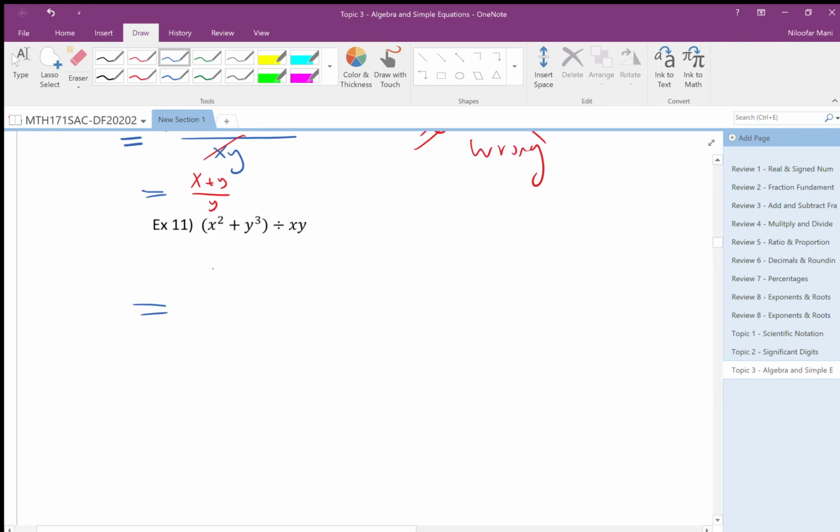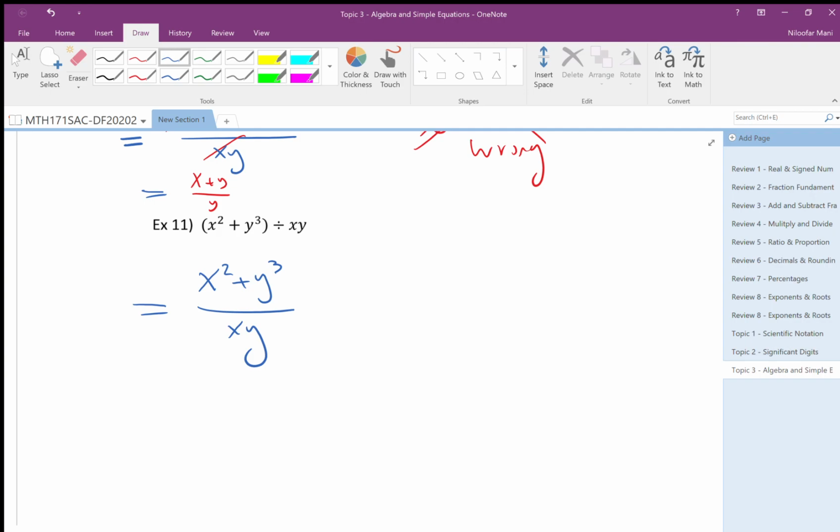Okay, so this is (x squared plus y cubed) divided by xy. Can I cancel anything from top and bottom? Can I factor anything from the top? No, because I cannot see anything to factor. I have nothing in common, so I stop here. I cannot factor anything from the top.